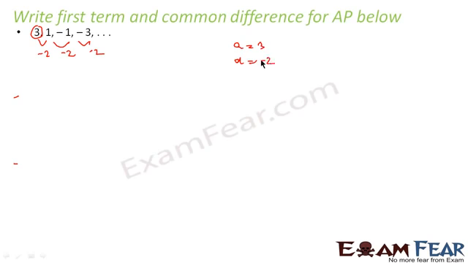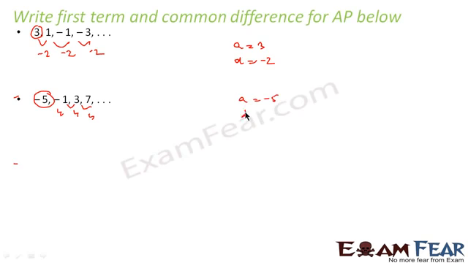One more example. A is equal to minus 5 given. Minus 1 minus minus 5, that is minus 1 plus 5, that is 4. 3 minus minus 1, 4. Right? Difference. 7 minus 3, 4. You see the difference is 4 everywhere. So we can say that a is equal to minus 5, the first term, and d is equal to 4.